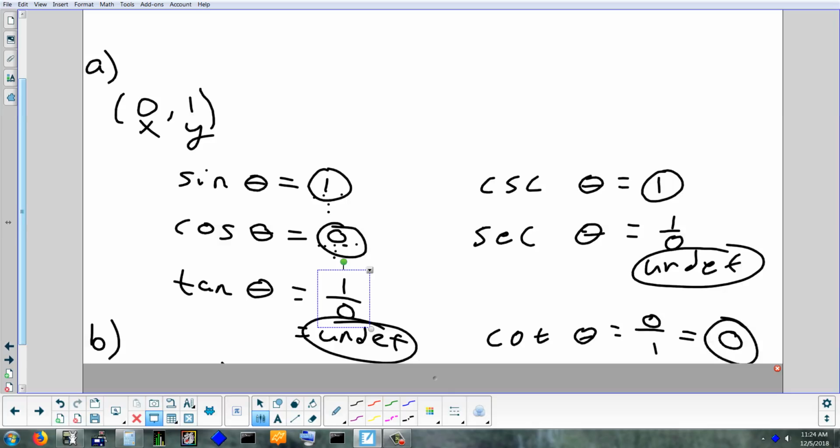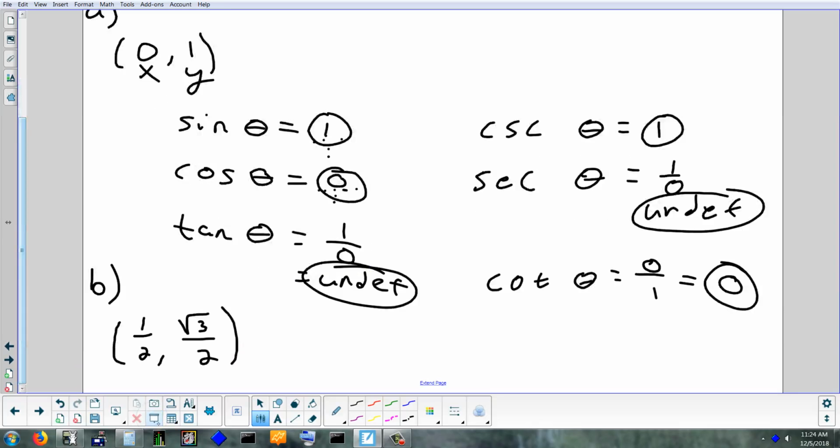And that's it. There's your 6 trig functions for that coordinate. That's the coordinate. What angle is that the coordinate for? 0, 1. That's 90 degrees. You don't need to know that to do this problem, but that's what it is.